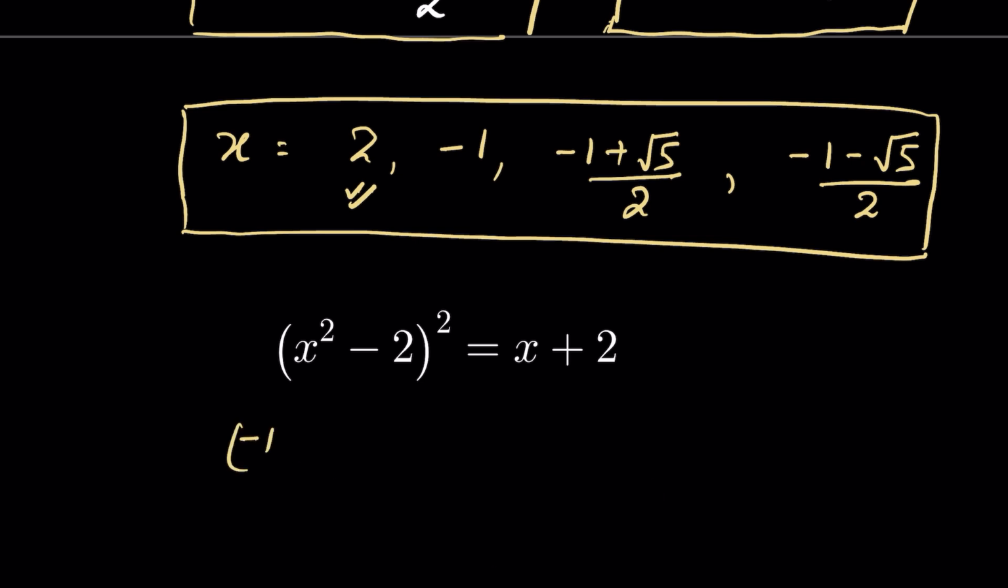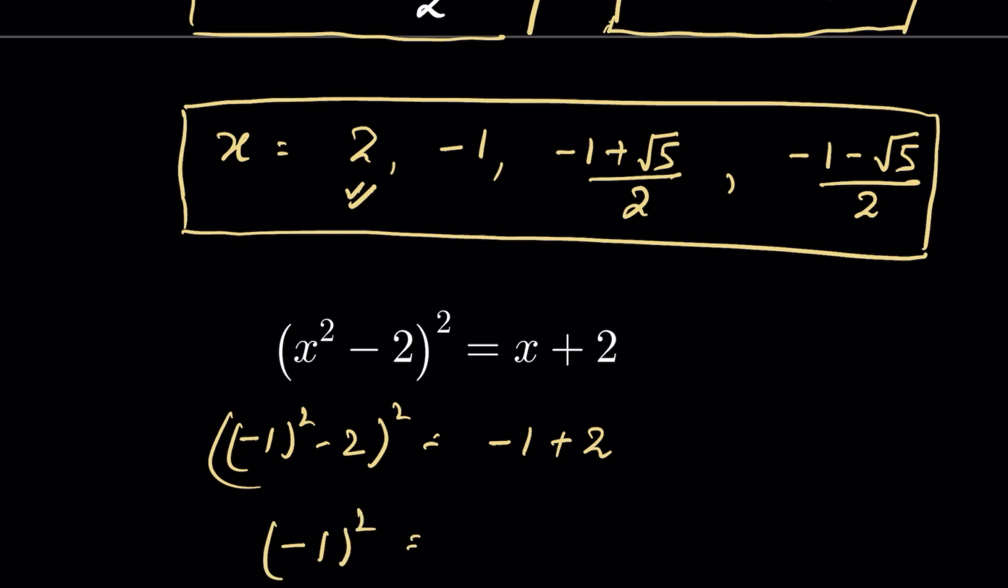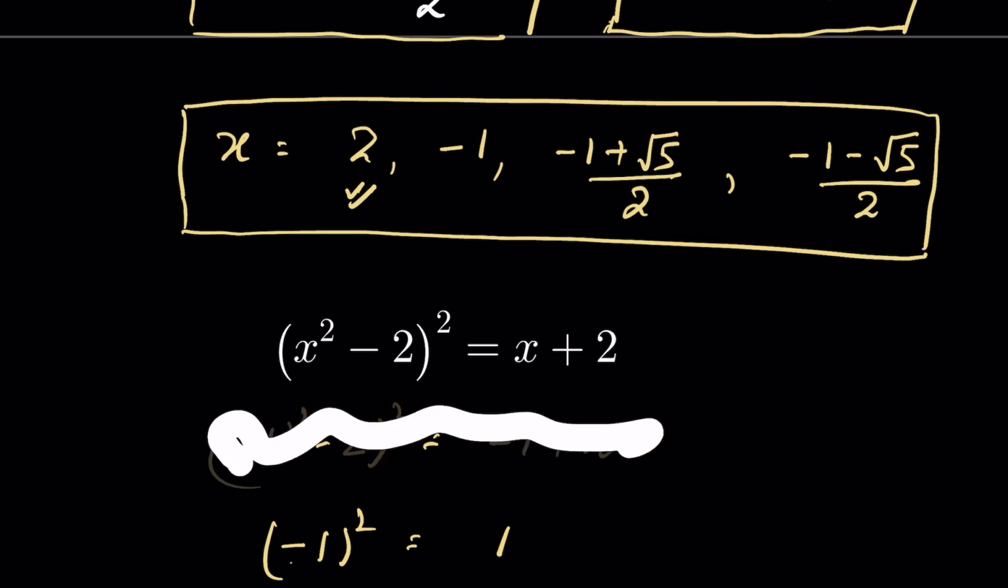Now let's check when x equals minus 1. So (minus 1 squared minus 2) whole squared equals minus 1 plus 2. Minus 1 squared will be positive 1, minus 2 will be minus 1, squared. Again, minus 1 plus 2 will be 1. Minus 1 squared, minus is inside the bracket, so it will be positive 1. 1 equals 1. So this is also correct.